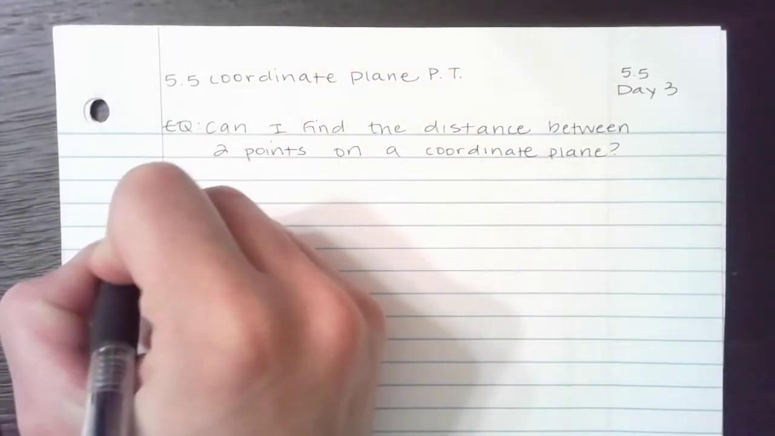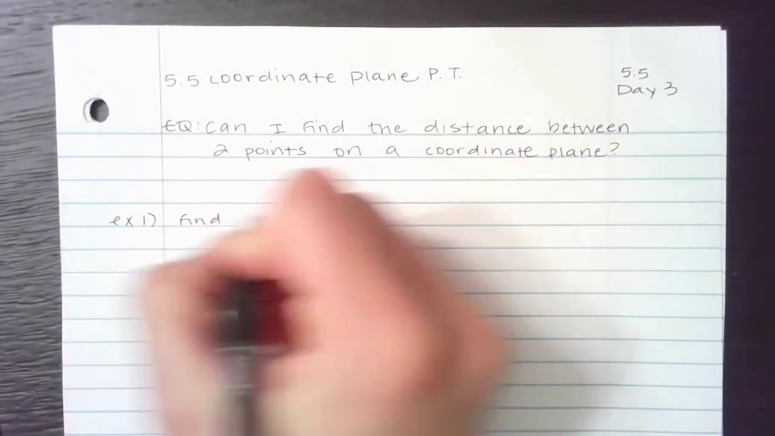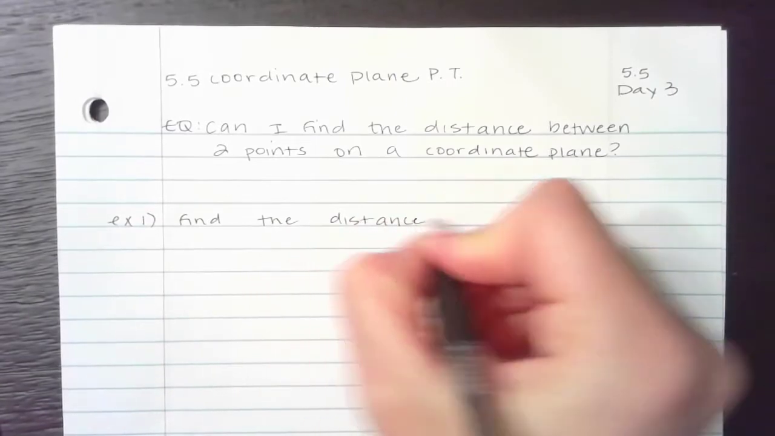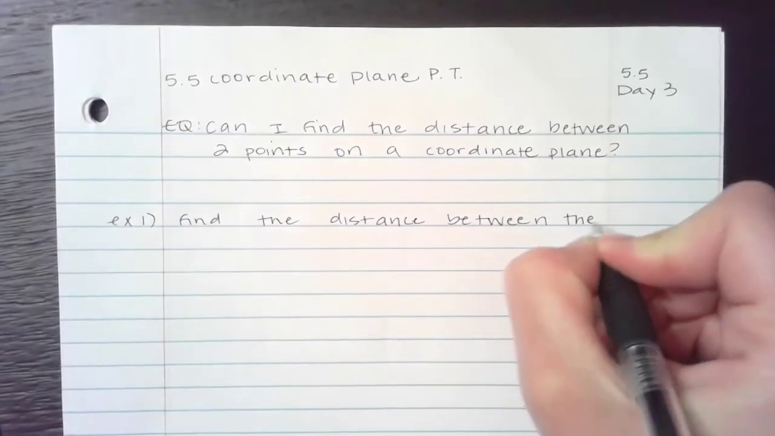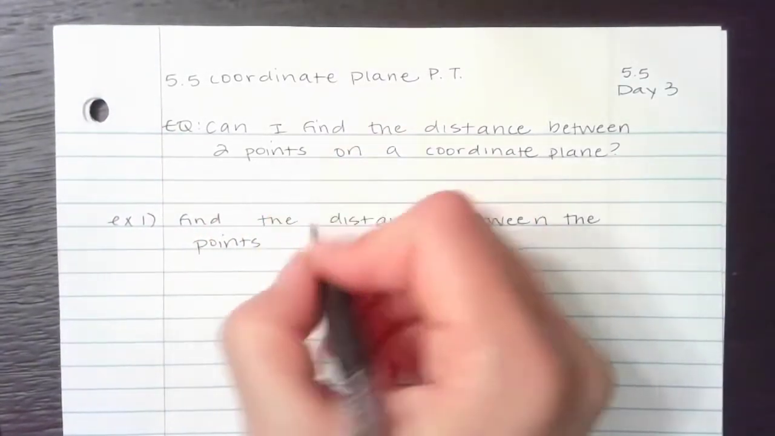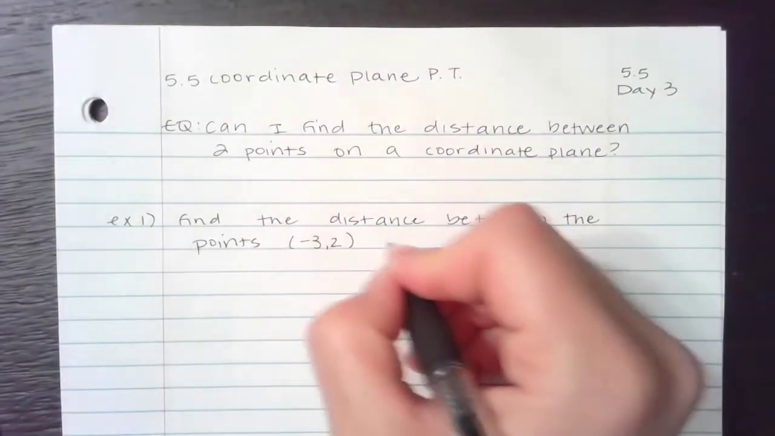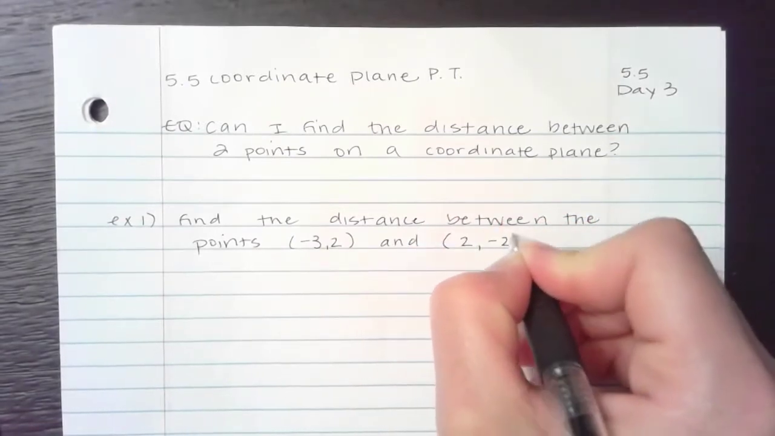So this is the type of problem that we could run into. Find the distance between the points -3, 2, and 2, -2.